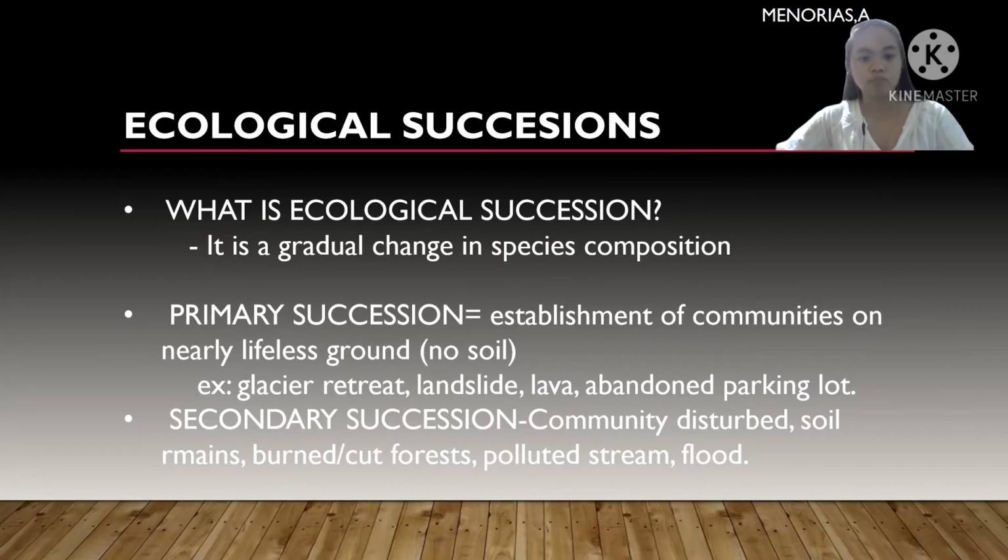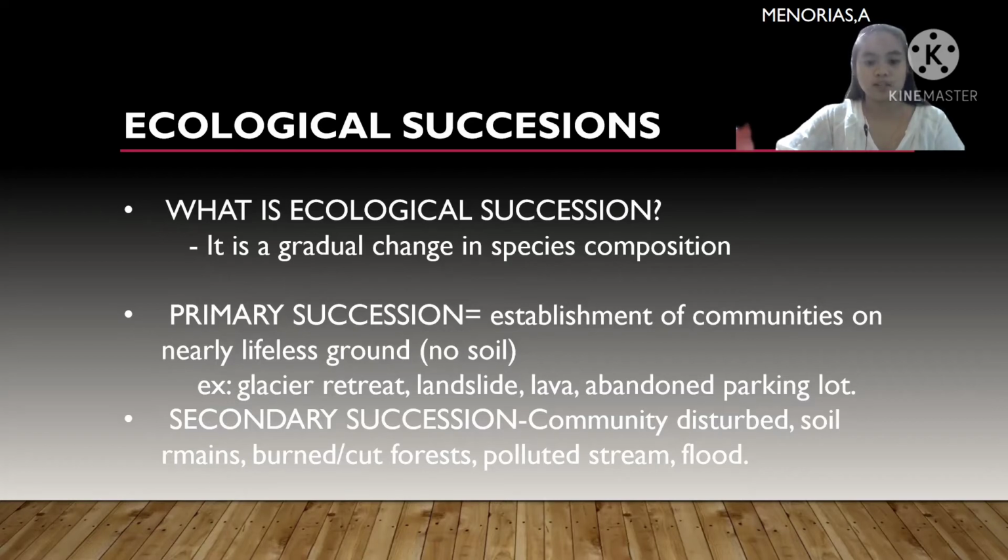Primary succession is the establishment of communities on nearly lifeless ground or no soil. So this type of ecological succession begins in lifeless areas, such as regions in which there is no soil or where the soil is incapable of sustaining life. Examples are areas with recent lava flows, newly formed sand dunes, or rocks left from retreating glaciers.